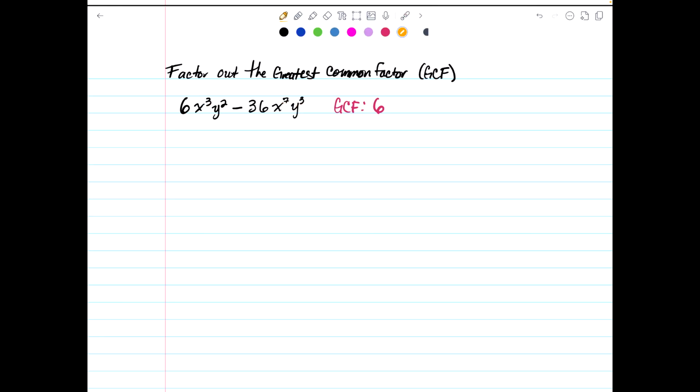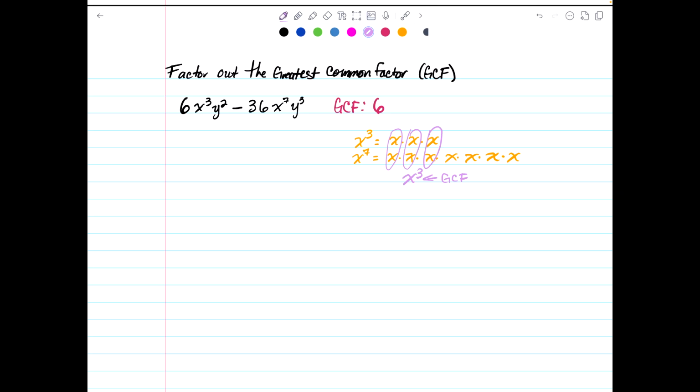Think about it this way. If I have x cubed, that means I have x times x times x. If I have x to the 7th power, well then we have 7 x's. And the greatest common factor would be how many of them are common between both of them. So there are 3 x's that are common. That means that x cubed would be our greatest common factor.